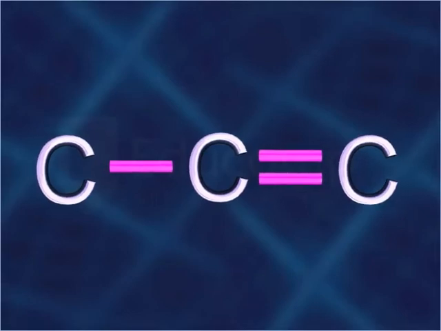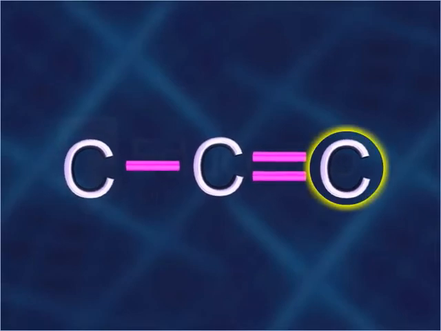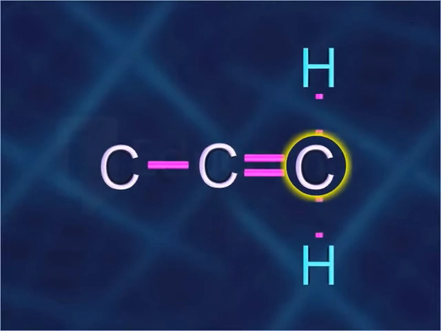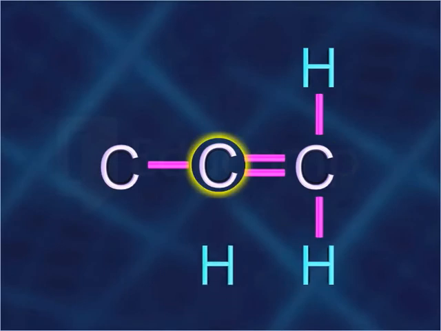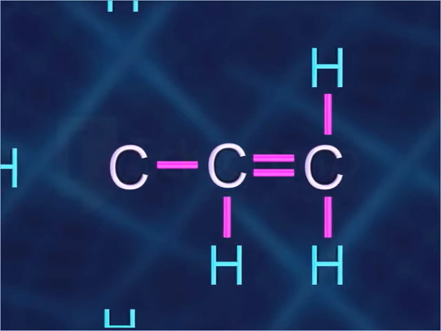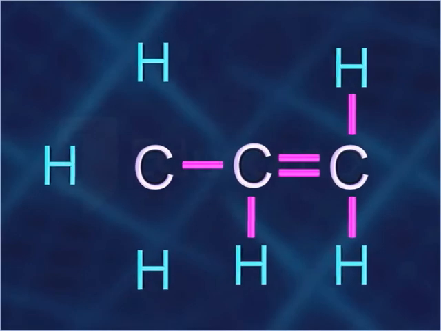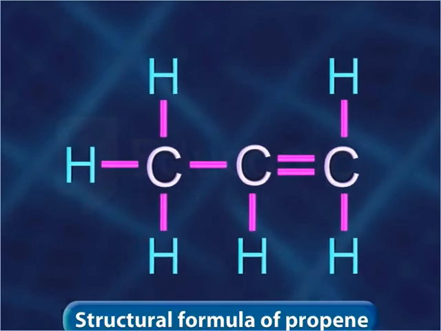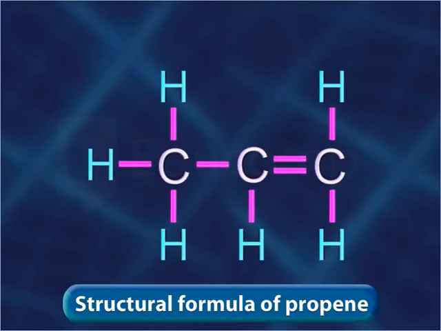Similarly, in the case of propene, the end carbon atom with a double bond is to be linked with 2 hydrogen atoms. The middle carbon atom is to be linked with 1 hydrogen atom, and the other end carbon atom is to be linked with 3 hydrogen atoms. Thus, you get the structural formula of propene.